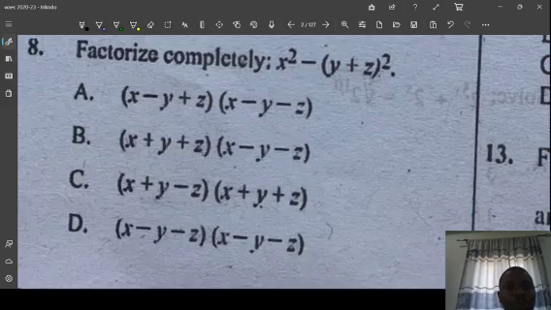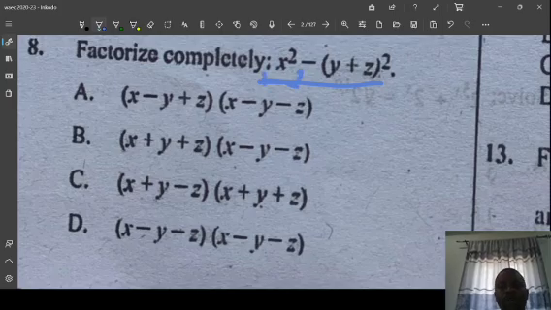All right, guys, so welcome to question 8 on these WAEC past questions. We are told to factorize completely x squared minus (y plus z) all squared. All right. If you look at these terms, you notice that this term is a square, x squared. We also have another square, (y plus z) squared. And they are being subtracted. So this is difference of two squares.